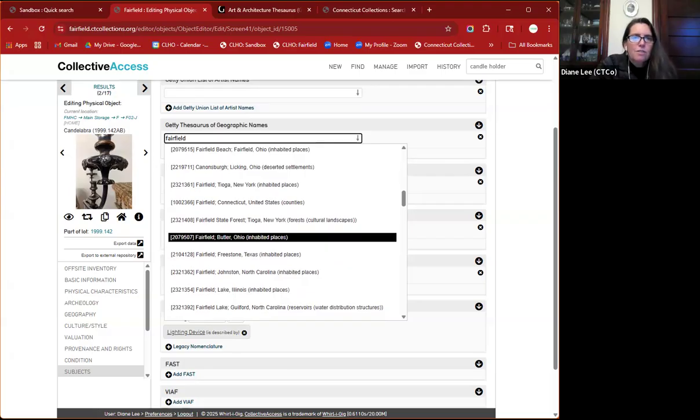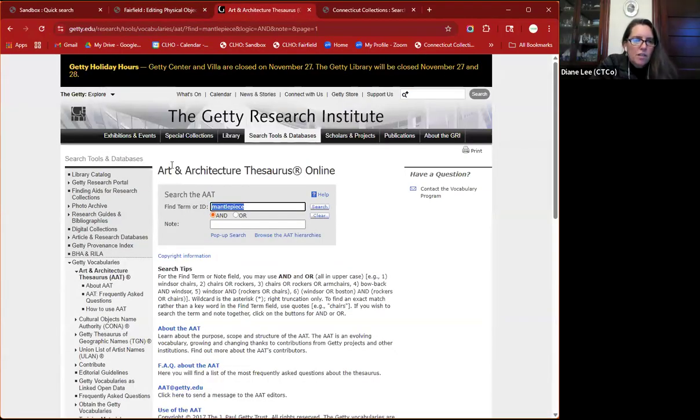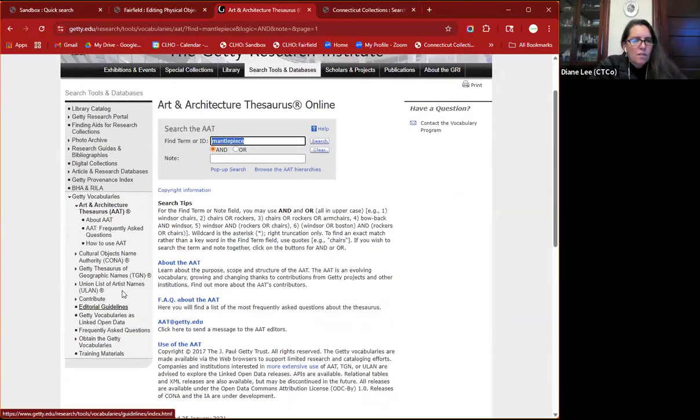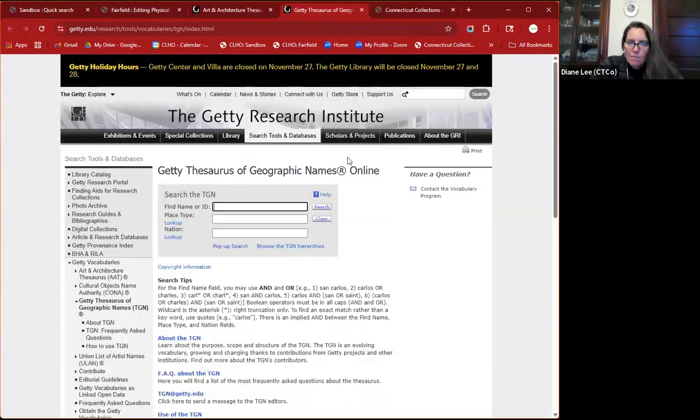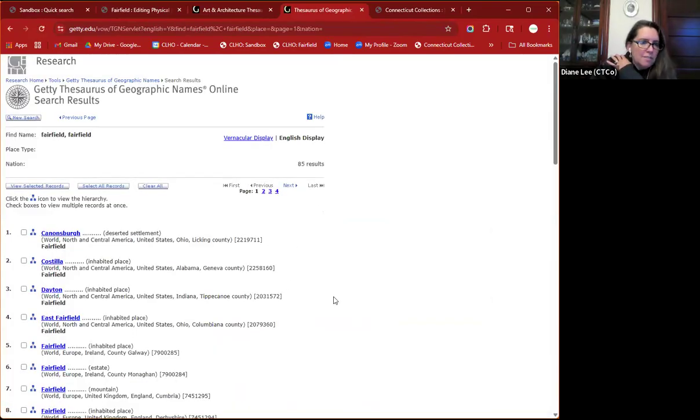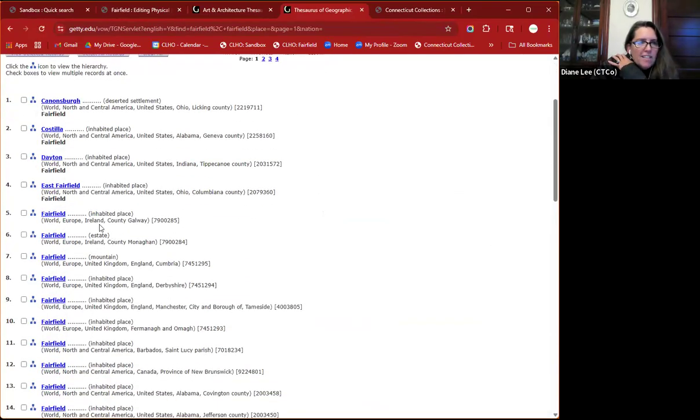I think I can get to it through Getty up here. Oh yeah, Getty Thesaurus of Geographic Names. You can get to it here. This is also sometimes hard to search because of the way it's sorted, but it's interesting to look around, and once you've found your place, like I said, save that little code and you can use it later. Because when you look, Fairfield inhabited place, great, I found me. Nope, World, Europe, Ireland, County Galway. That is not me. There's a lot of Fairfields, by the way, just FYI.